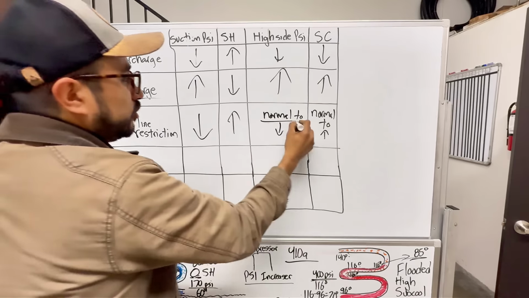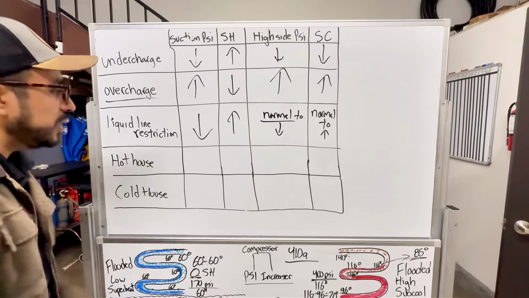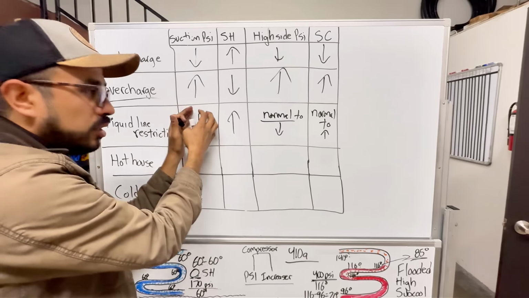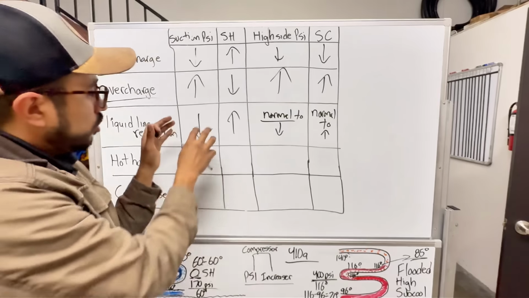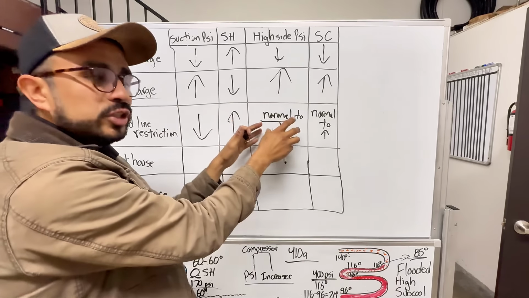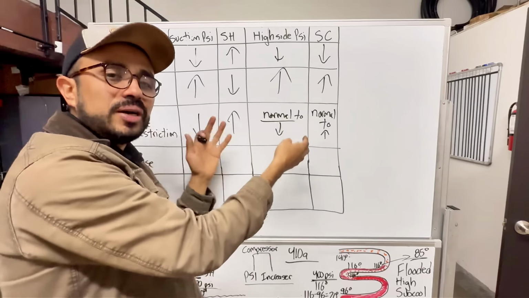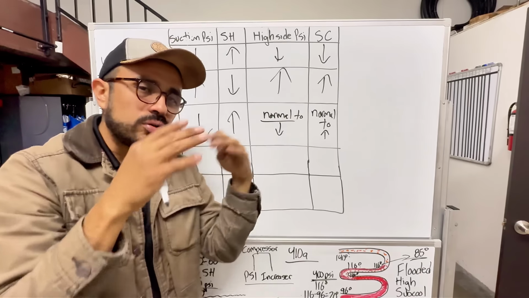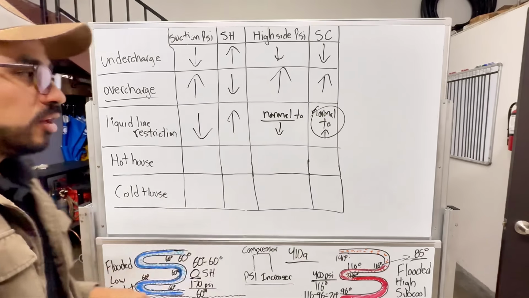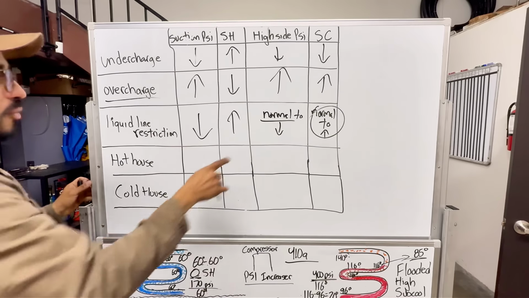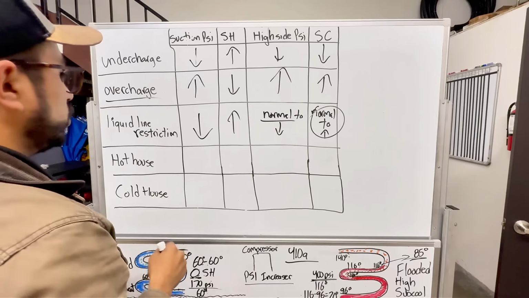Some people might say it's normal and that's okay, but if you can't absorb heat, you can't reject heat, right? So if you're not absorbing heat, you can't reject heat. So there's less heat in the system. So your head pressure is gonna be normal to low. But this is the dead giveaway here. Your subcool is gonna be normal to high. And right away it's gonna tell you, oh, I have a restriction.